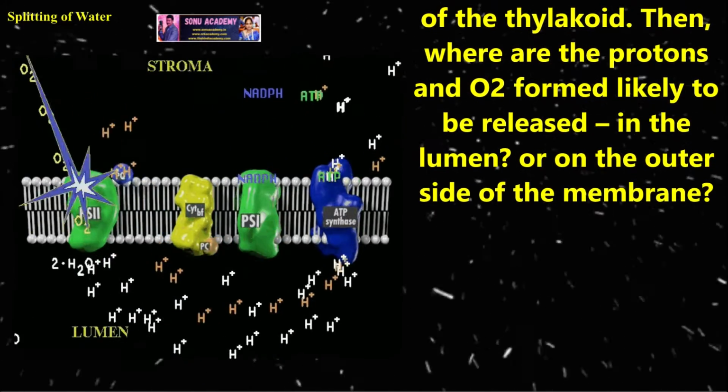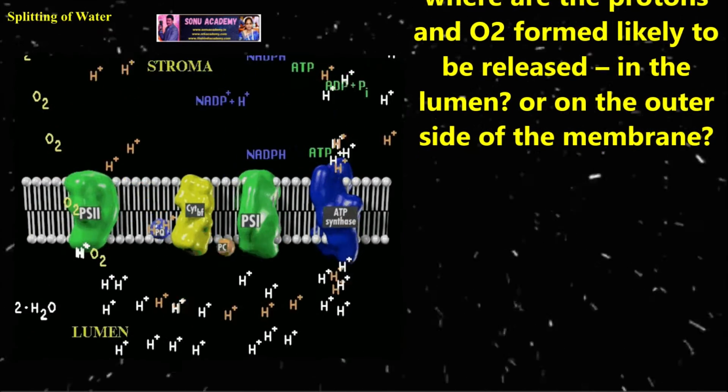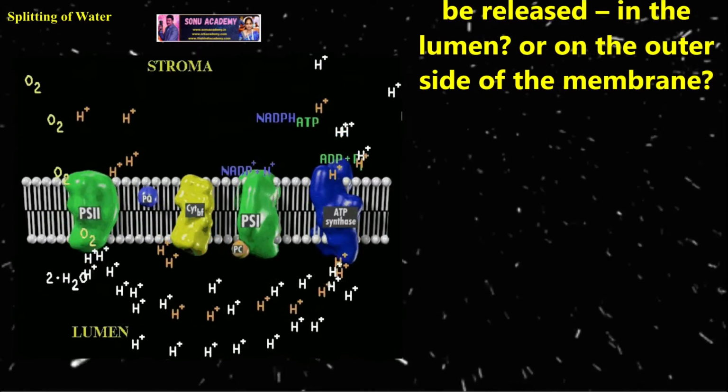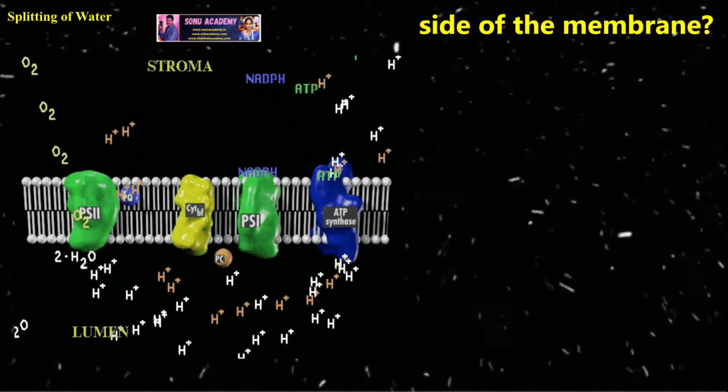Then, where are the protons and O2 formed likely to be released, in the lumen or on the outer side of the membrane?